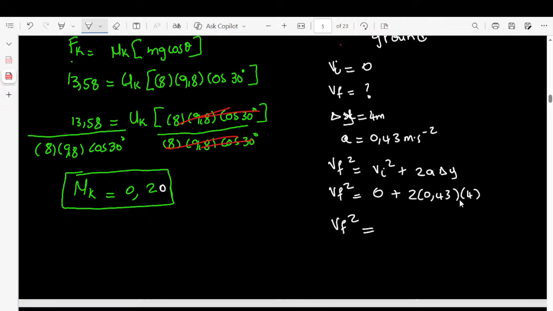So when we multiply that by 4, what do we get? We get 3.44. We are looking for the velocity, so we need to take the square root of both sides. The final velocity is 1.85 meters per second.